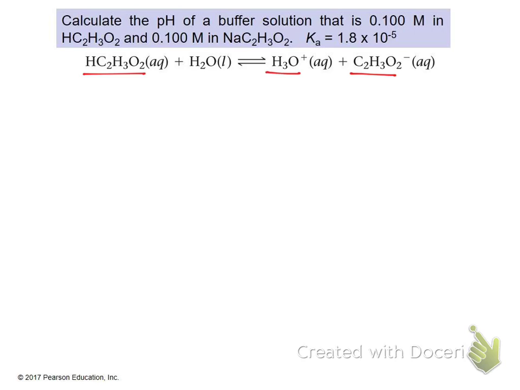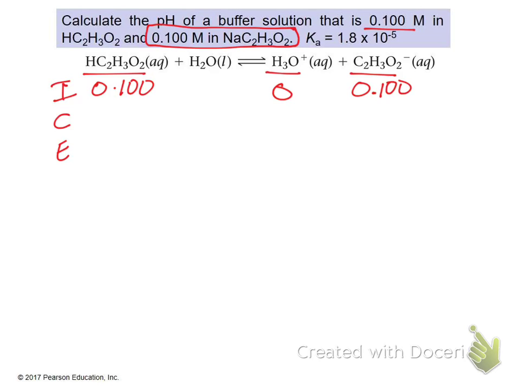All right, so let's set up our ice table here. Initially, the concentration of the acetic acid is 0.100. We're going to ignore water because it's a liquid. The initial concentration of the hydronium ion would be 0. And for the acetate, it's also 0.100 because of the salt here. This is the source of the acetate ion. You would proceed normally: populate the ice table, so the change will be minus x, plus x, plus x. And then find the equilibrium concentration as a function of x.